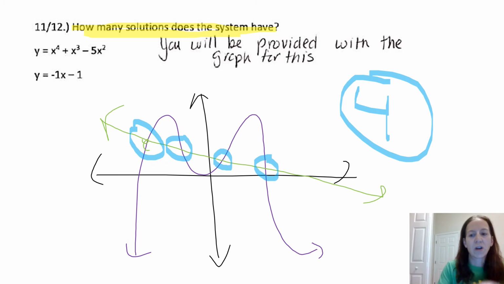Don't do more work than you are being asked to do. Don't do more. No extra, okay? No extra solutions. Just how many solutions there are, okay?